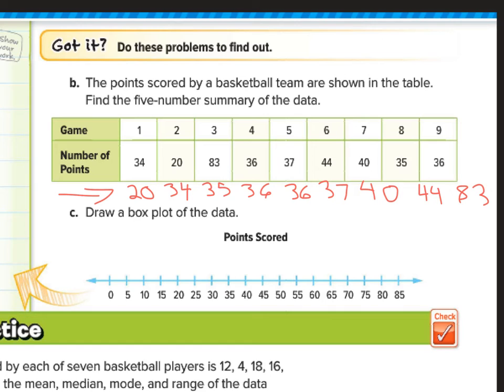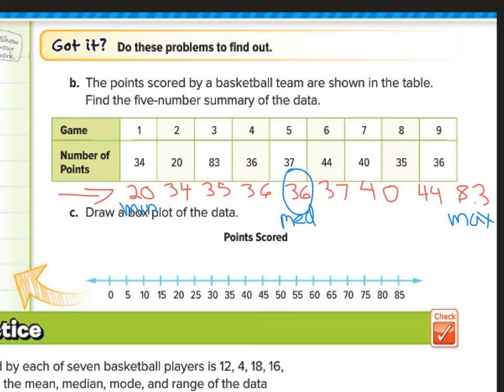So let's see, here we have my minimum. I will write min there. I will write my maximum here, right? Max. And then my median, which will be right in the middle. If I have 9 numbers, it's going to be right in the middle, counting 1, 2, 3, 4, and then counting from the other direction, 1, 2, 3, 4. So 36 would be considered my median. Okay, median, I'll just put MED.